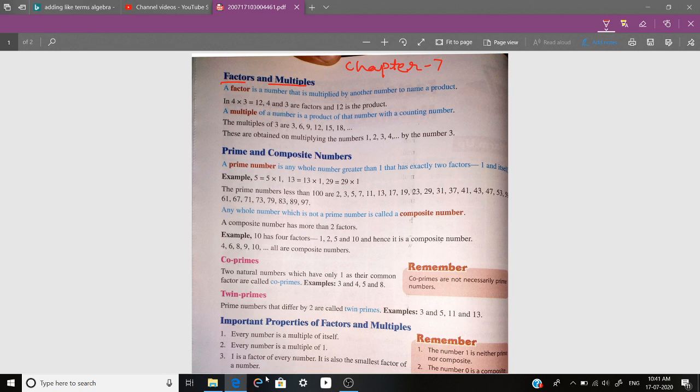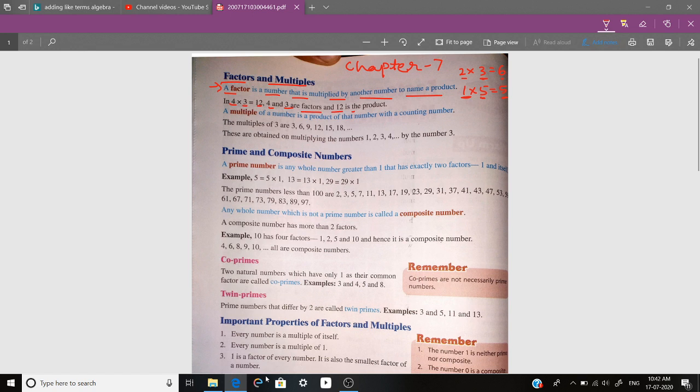First of all, let us understand what is a factor. A factor is a number that is multiplied by another number to make a product. For example, if I'm multiplying 2 by 3, I have got 6. 2 3s are 6. So we can say that 2 and 3 are the factors of 6. For example, I am multiplying 1 by 5, so I have got 5. So I can say that 1 and 5 are the factors of 5. For example, 4 into 3 is 12. So we can say 4 and 3 are the factors of 12.